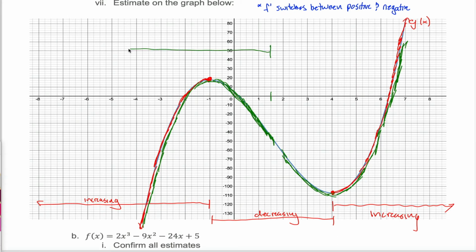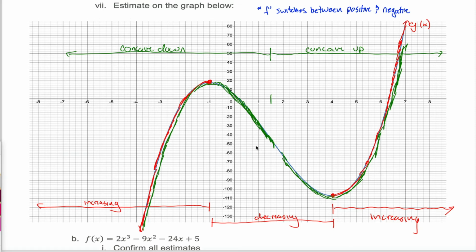To the left of this point, way over here, I'm concave down. Think upside down bowl. And to the right of this point, I'm concave up. But is it exactly 1.5? I mean, it's really hard to tell just by looking at the graph. Maybe I should confirm all this stuff algebraically.